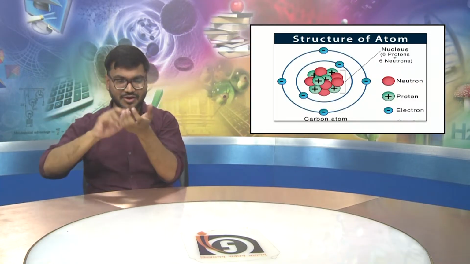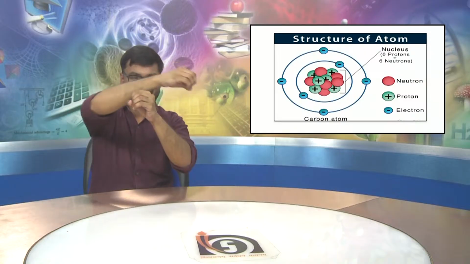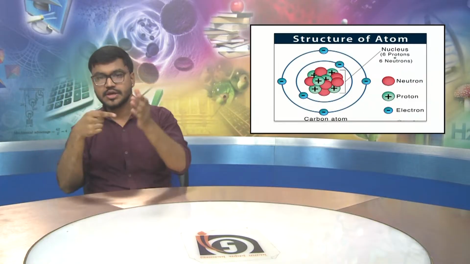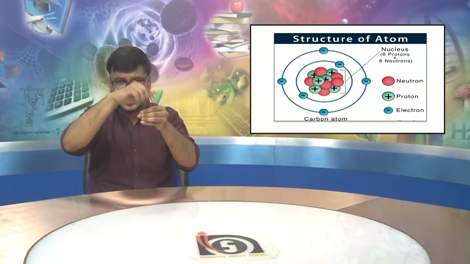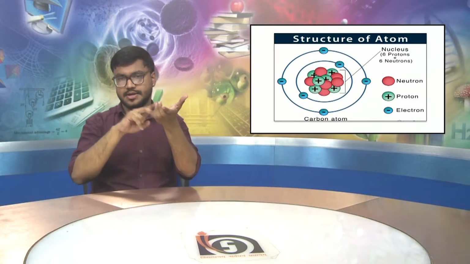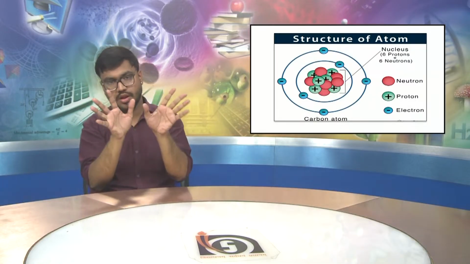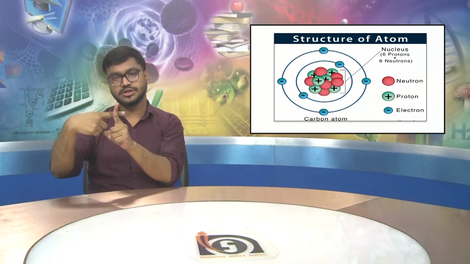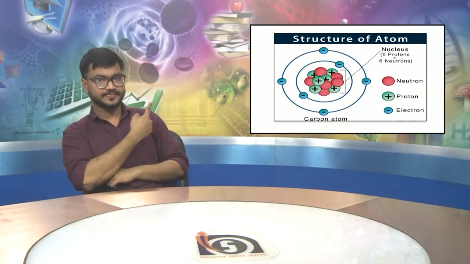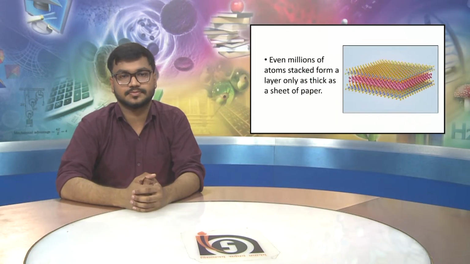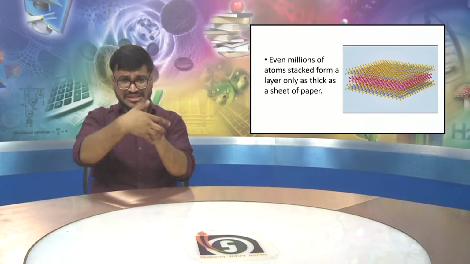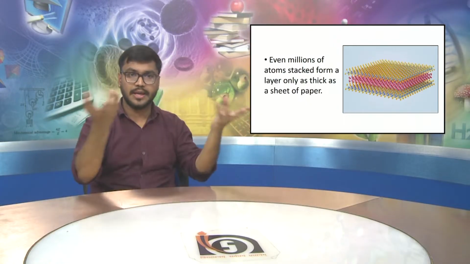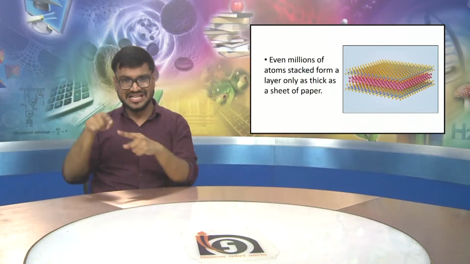Now there is a picture showing the structure of an atom. In the center there is a nucleus. And outside it has a layer on which electrons are moving. The nucleus includes protons and neutrons. Protons have positive charge and electrons are negative. Even millions of atoms stacked form a layer only as thick as a sheet of paper.